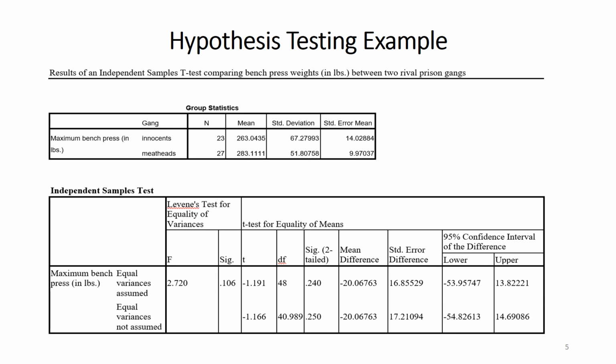This is where we have all the information that we need. The t-statistics, something called the degrees of freedom, a sig two-tailed, confidence intervals, all that sort of stuff that we're going to want to work with.